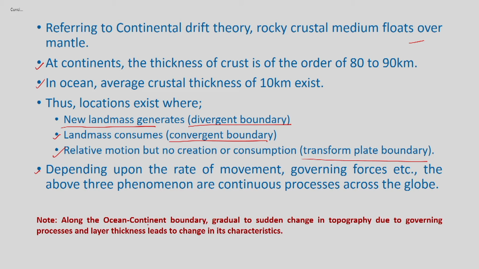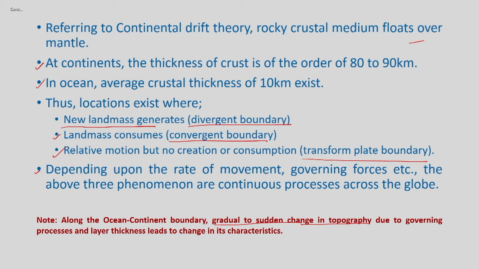So, along the continent and ocean plate boundary. Initially we talked about onshore structures, structures which are actually located on actual landmass. Now, we are talking about some structures which are in the ocean. There is always a transition from the continental landmass or continental boundary to the oceanic plate boundary. So, along the ocean and continent boundary or interface, there will be a gradual to sudden change. It can be a gradual change, it can be a sudden change in the topography.